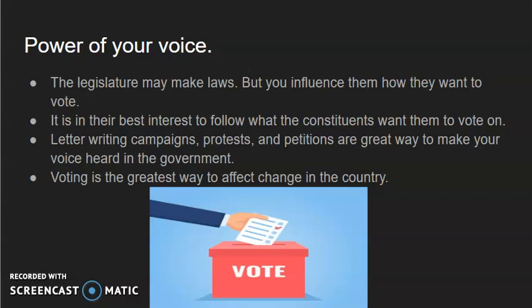Lastly, voting is always the greatest way to affect change in the country. If you don't like your representative, if you don't like your senator, you need to make sure you go out into the voting booths every November and vote for someone different. You need to make sure you're voting for someone that represents really what you need. If you don't, you're always going to have someone who's speaking not for you, but for other people.